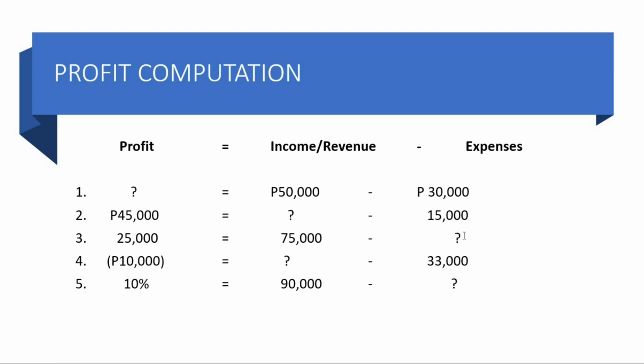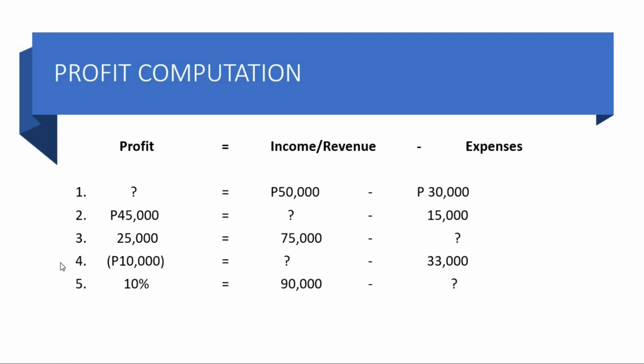Kasi, you can always check kung tama ba ang answer mo or hindi. Like, for example, dito, if your expenses na-compute mo at 50,000, you can confirm whether tama ba or mali by deducting. Like, for example, ito, alam mo naman yung basic na formula. So, that 75,000, i-deduct mo yung 50,000. So, nagtali siya sa 25,000. So, ibig sabihin, tama yung computation mo. Okay? So, next, number 4.